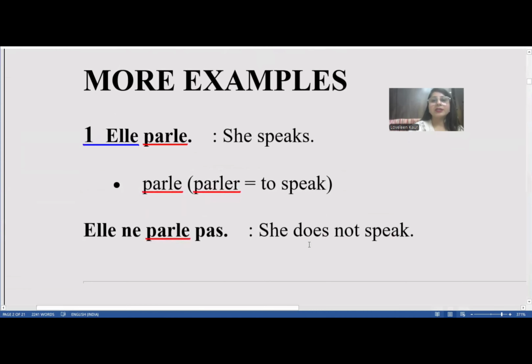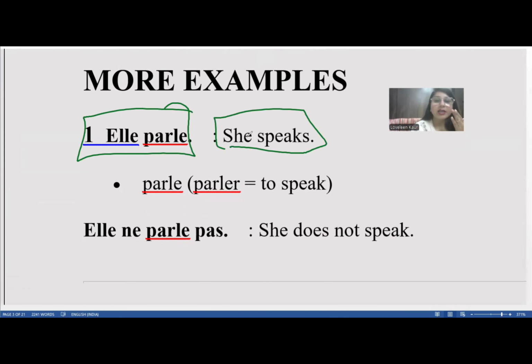For example, if I say elle parle means she speaks. And if you want to make a sentence negative, if you want to say she doesn't speak, parler is an ER verb, okay, means to speak. So this is the verb. So around the verb we'll put ne and pas, and then it will become she doesn't speak. Elle ne parle pas. All right.